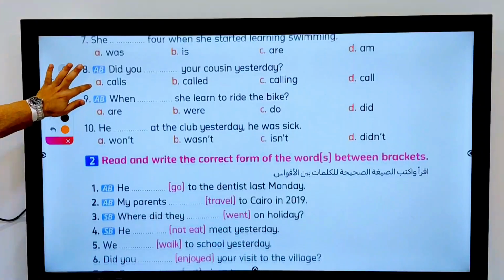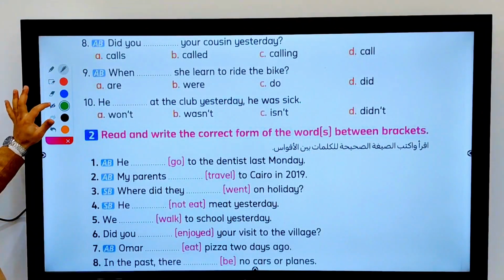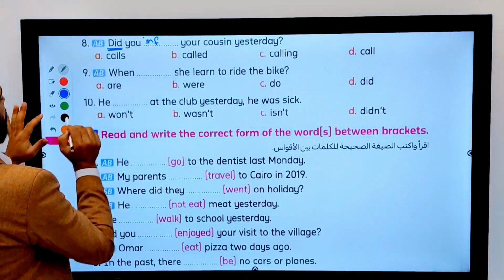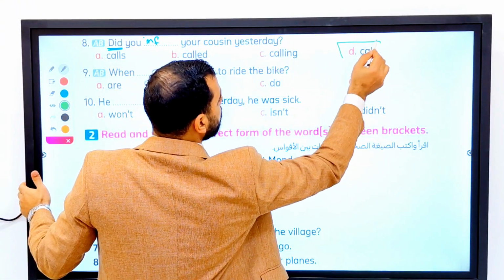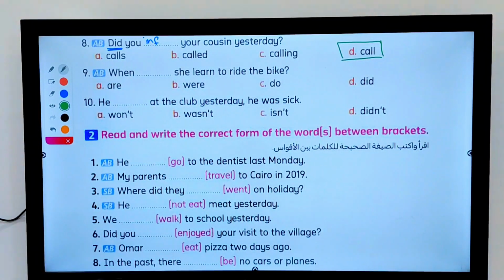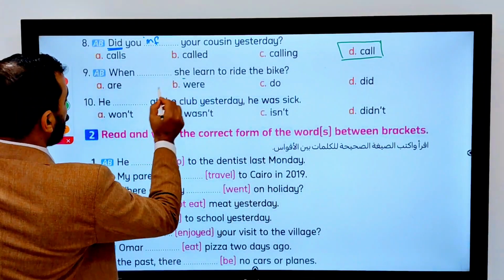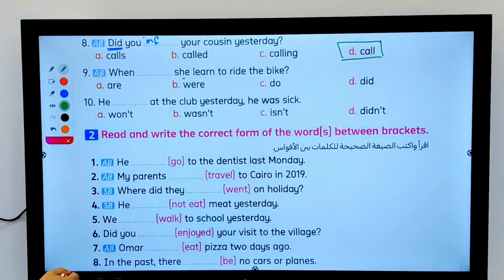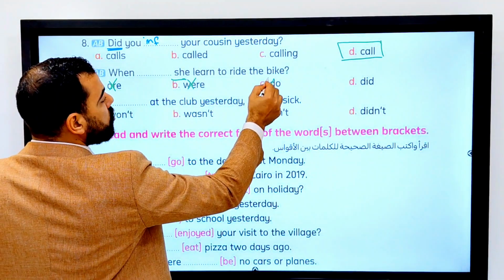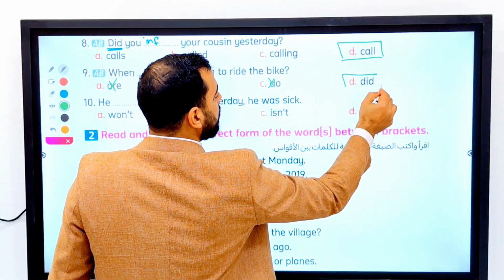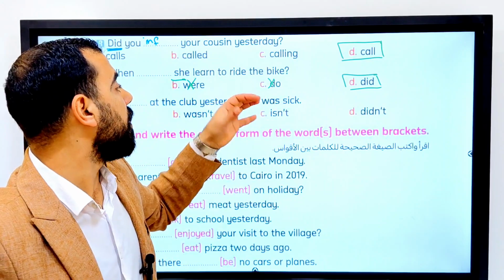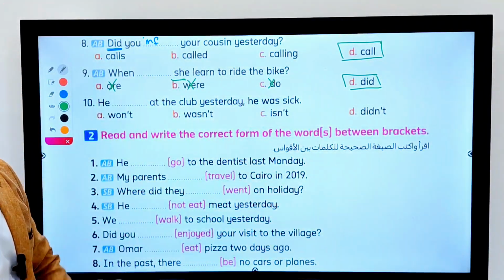Let's move to number 8. After did, we use the infinitive. So, where did you go? When did she learn to ride a bike? With she, we can't use are, where, or do, but we can use did. There is no keyword that helps me find out this question is in the past, but we use did with the subject she.